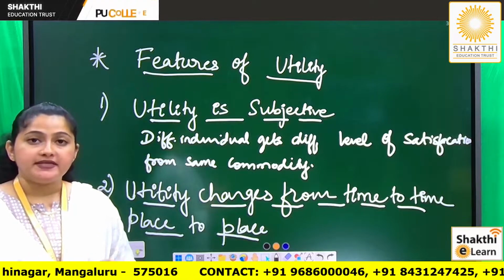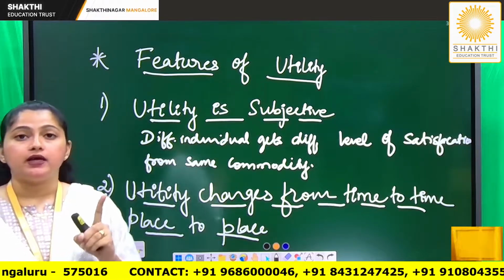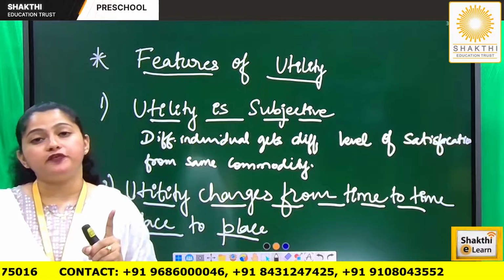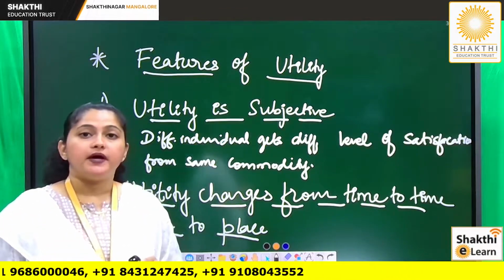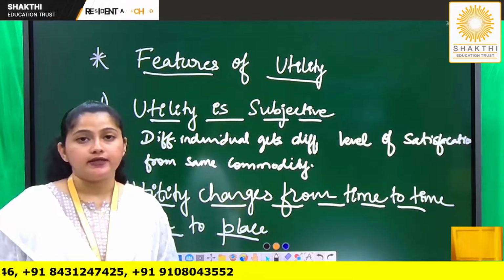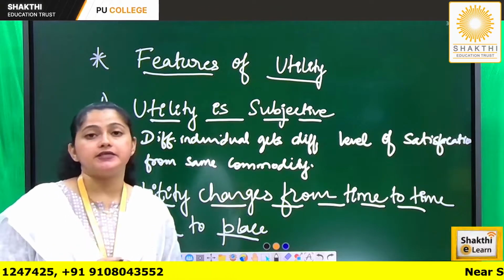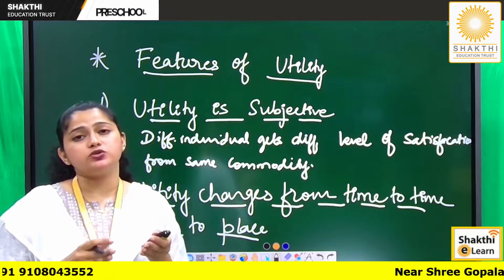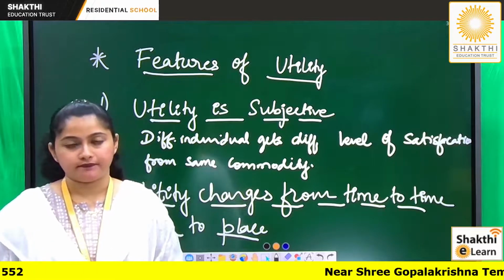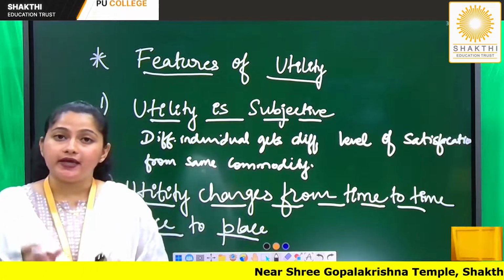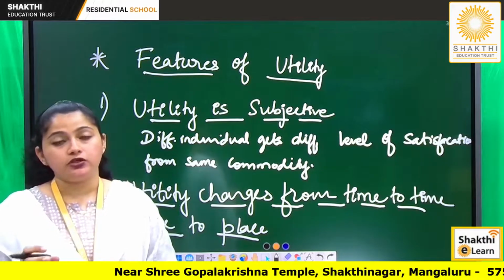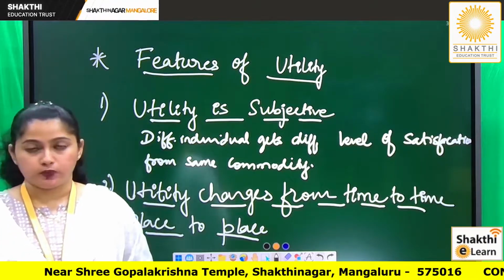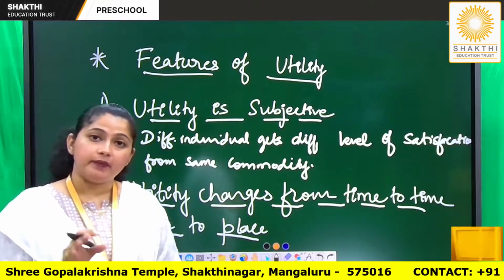Now, let me say, one particular commodity can give you different levels of satisfaction. For example, a person who likes eating chocolate derives greater satisfaction than a person who is not that fond of chocolates. So each commodity gives a different level of satisfaction to a different individual. The commodity will remain the same.